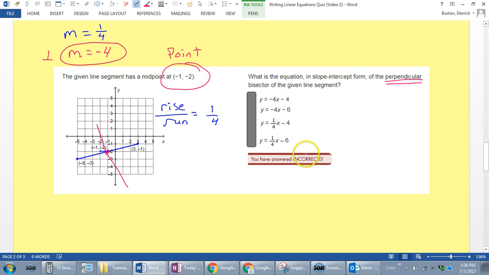Now the rest is going to be like what we've done 5 times already. We're going to use this slope and do y equals mx plus b using this point. The y value here is negative 2, our slope is negative 4, and our x value is negative 1. Now we can find the b. A negative times a negative is a positive. Subtract the 4 away.